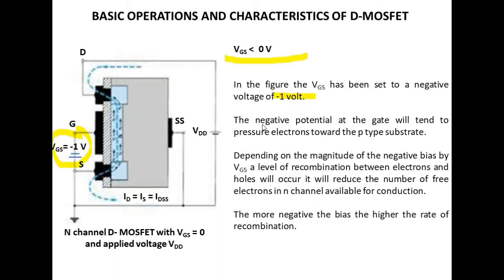What will happen? The negative potential at the gate will tend to pressure electrons toward the p-type substrate. Because VGS is negative, the electron is also negative. So what will happen if we apply -1 volt? The electrons will move in this direction. So depending on the magnitude of the negative bias set by VGS, a level of recombination between electrons and holes will occur, which will reduce the number of free electrons in the channel available for conduction.